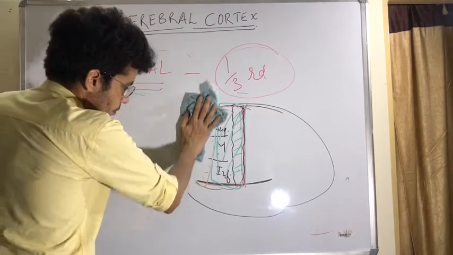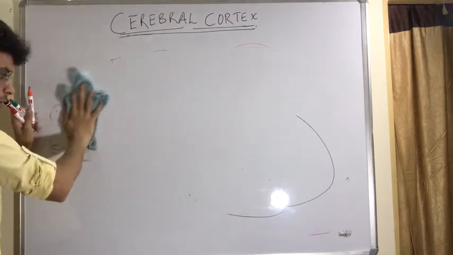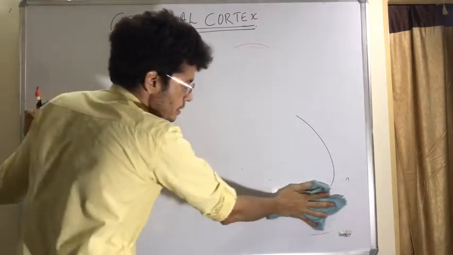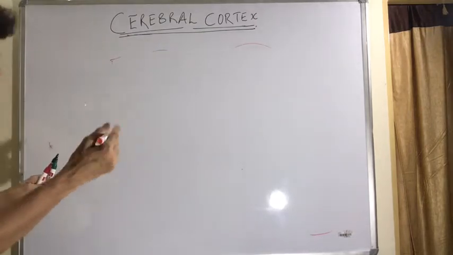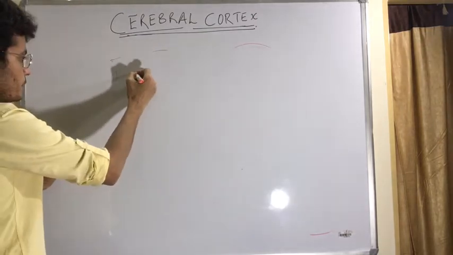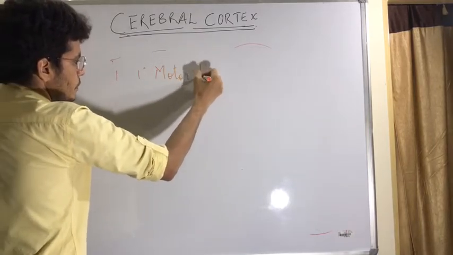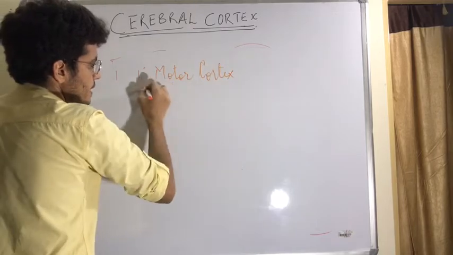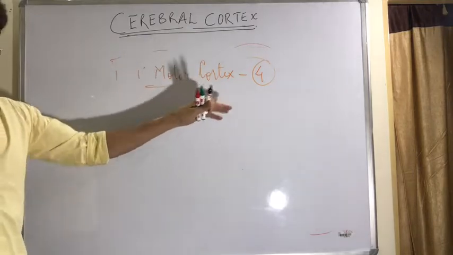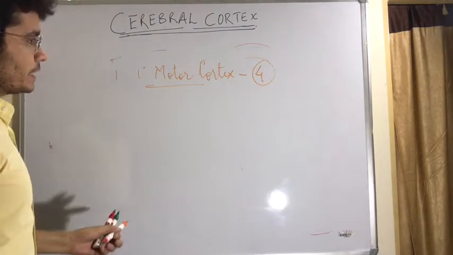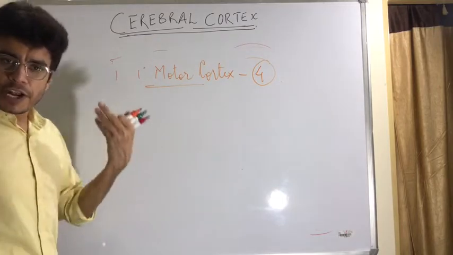In the precentral cortex, there will be the primary motor area, premotor area and supplementary motor area. So the primary motor cortex is the first one. What is the area number for the primary motor cortex? Area number 4. This one we have covered in motor movement, and this represents the entire map of our skeletal system, of our entire body.